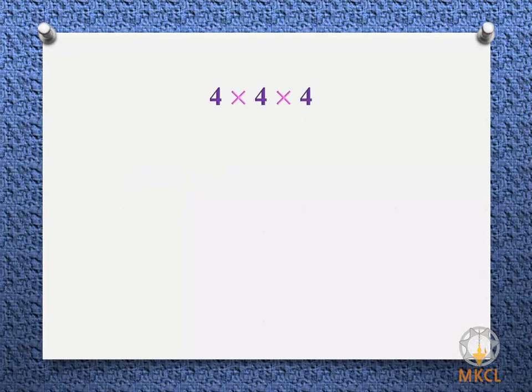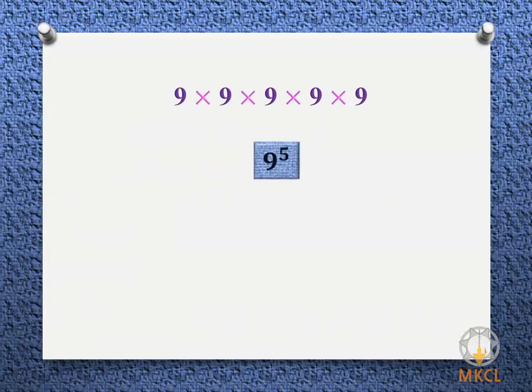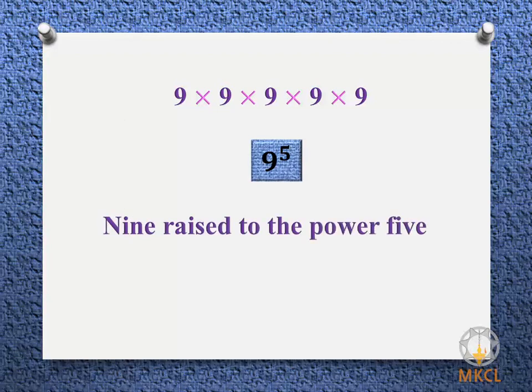If a number 4 is multiplied by itself 3 times, then it is shown symbolically as this and read as 4 raised to the power 3. If a number 9 is multiplied by itself 5 times, then it is shown symbolically as this and read as 9 raised to the power 5.